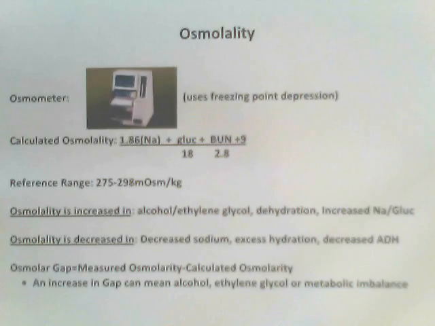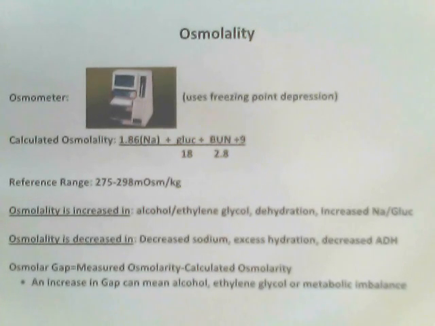There are a few different ways we can calculate a patient's osmolality. The first one is the osmometer, which uses freezing point depression. The second way is to use some of the patient's results from a basic metabolic panel to get a calculated osmolality. You need to be familiar with how to perform the calculated osmolality. In order to do that, you would take 1.86 times the sodium plus the glucose divided by 18 plus the BUN divided by 2.8 plus 9. Using that calculation will give you the calculated osmolality.